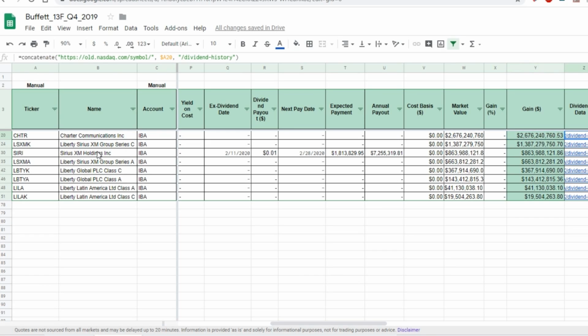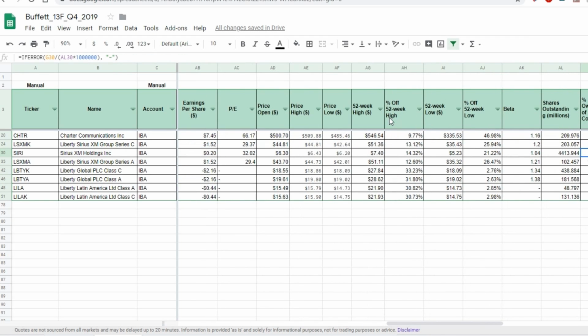I tried looking at some of the websites here because I get a lot of the information from these websites that automatically pulls into the Google Sheet. Generally speaking, there's no problems. There are a few companies that give me some problems, but most of the time there aren't. So I looked at Charter Communications, I looked at some of these other ones, and I know for a fact they don't pay dividends.